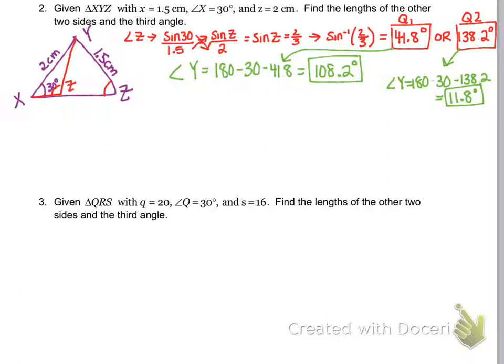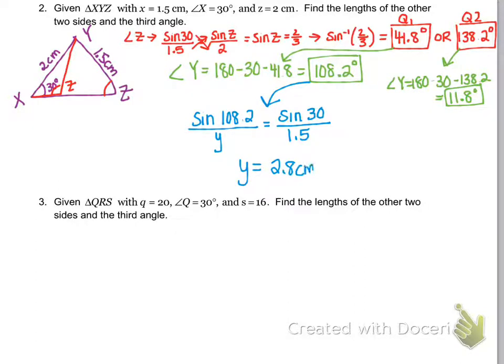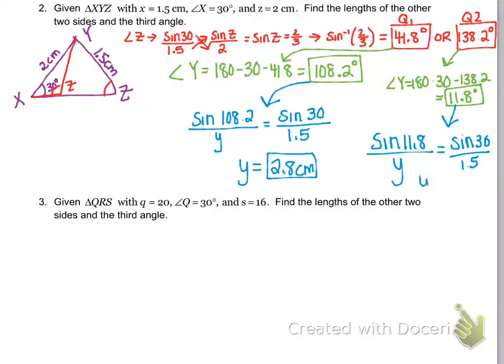And then we need to find our length y. That's what's left. So using this 108 now, I'm going to use the law of sines. So sine of 108.2 over y equals sine of 30 over 1.5. And when you crisscross multiply, you get y equals about 2.8 centimeters. And once again, we have to do it again and use our 11.8. So this would be sine of 11.8 over y equals sine 30 over 1.5. And again, we cross multiply, and this is where you get 0.6 centimeters for y if you use the angles 11.8 and 138.2. So here's a case where we have two possible solutions for our triangle.